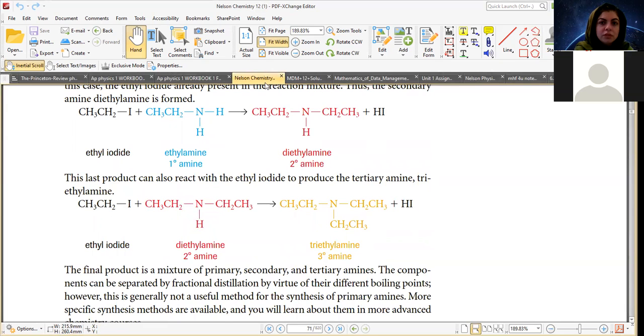So now the second degree amine reacts with an alkyl halide. So this I and H will make HI, and this branch attaches itself to N, and you have the third degree amine. Any question? No.